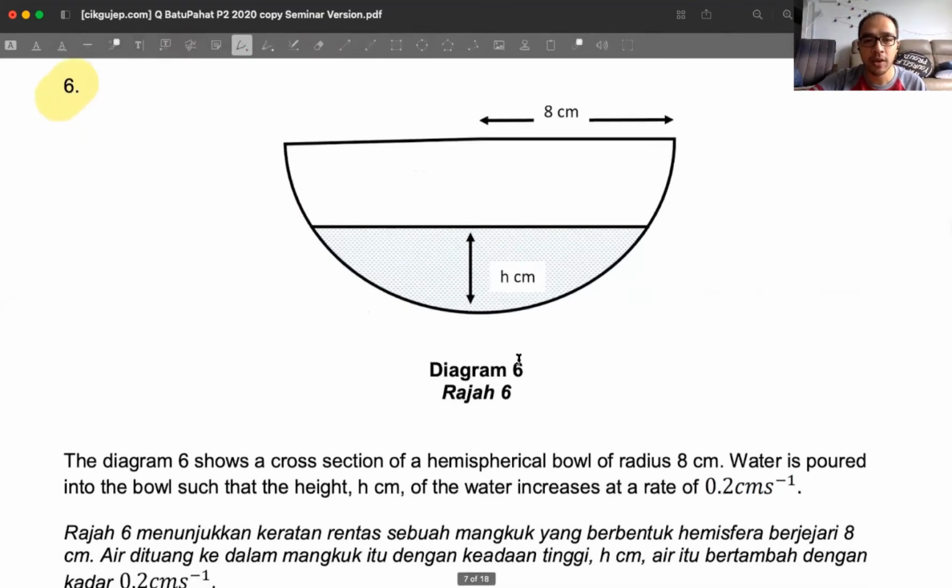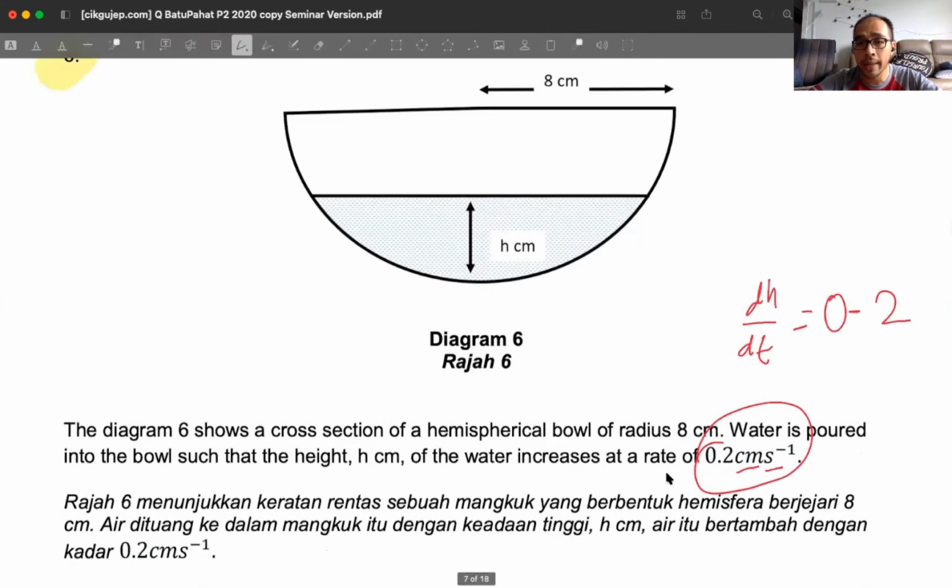Diagram 6 shows a cross-section of a hemispherical bowl of radius 8 cm. Water is poured into the bowl such that the height, h cm, increases at the rate of 0.2 centimeters per second. If you take a look at cm per second, this is dh/dt. So this is 0.2. This is very important information.